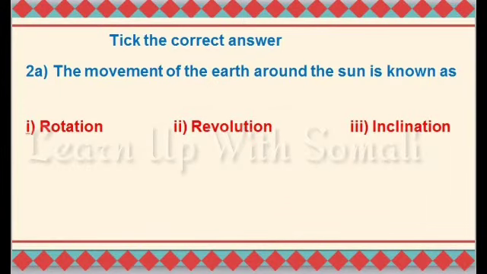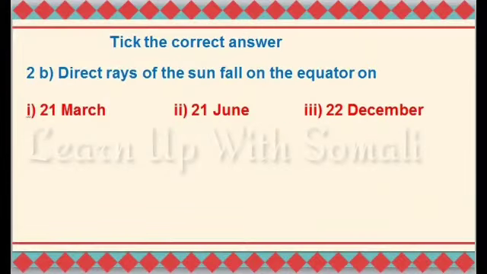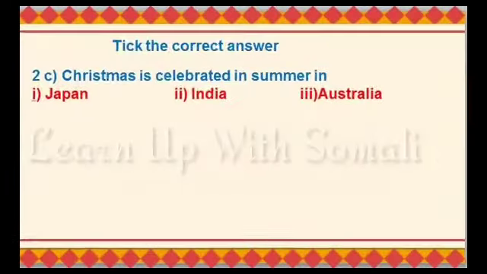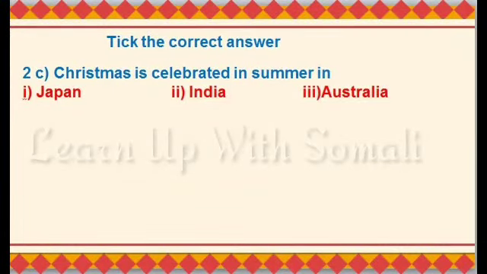Now let's look into tick the correct answer. Question number 2a, the movement of the Earth around the Sun is known as revolution. Question number 2b, direct rays of the Sun fall on the equator on 21st March. Question number 2c, Christmas is celebrated in summer in Australia.